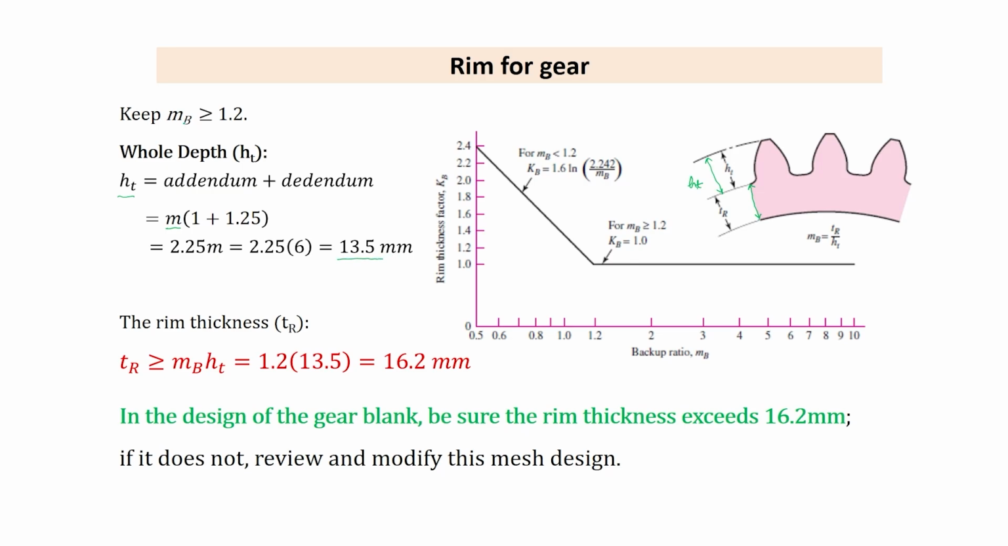Now, we have to keep this MB more than or equal to 1.2. That means Tr, the rim thickness, divided by HT should be greater than or equal to 1.2, and HT is 13.5, and so the rim thickness should be greater than or equal to 16.2 mm. Now, in the design of the gear blank, be sure the rim thickness exceeds 16.2 mm. If it does not, review and modify this mesh design.